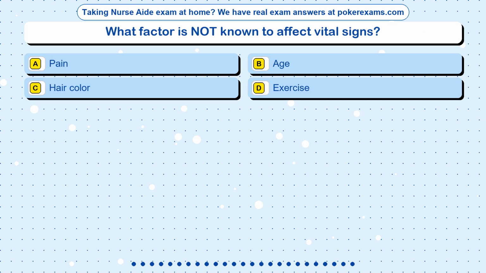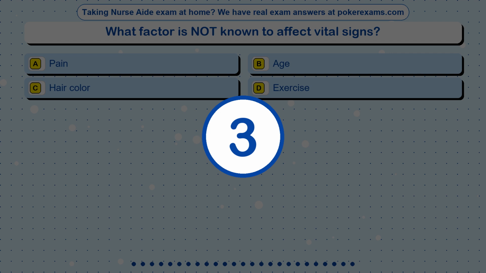Question 16. What factor is not known to affect vital signs? Option A. Pain. Option B. Age. Option C. Hair color. Option D. Exercise.